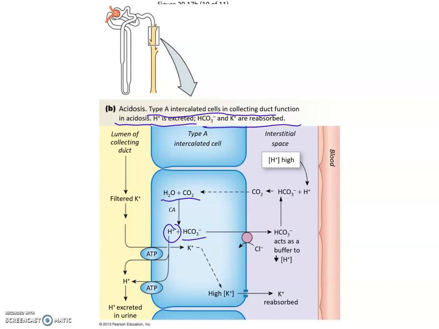The hydrogen ions, if they are in excess, will be pumped into the lumen of the tubules and will be excreted in the urine, and so that will affect, of course, your urine pH, but it's not usually a major concern. And the bicarbonate acts as a buffer for any other excess hydrogen ions.